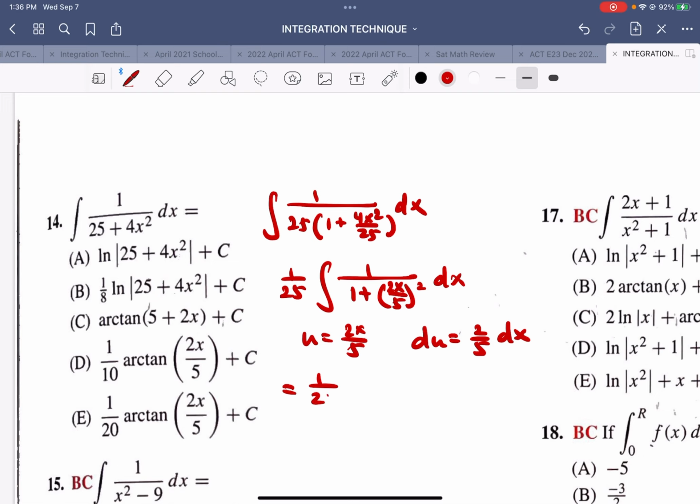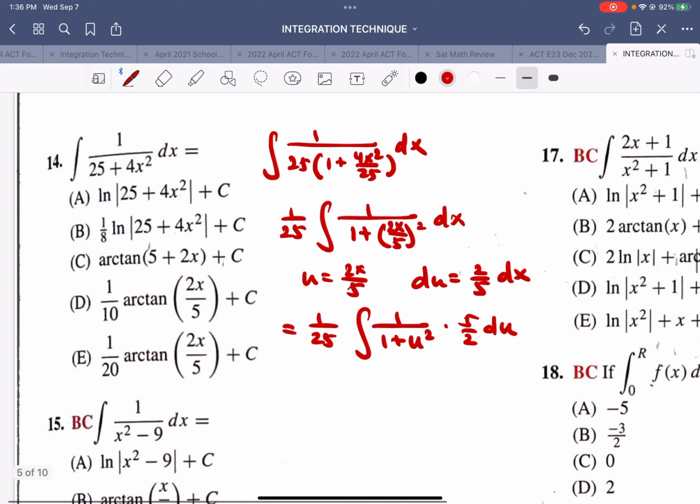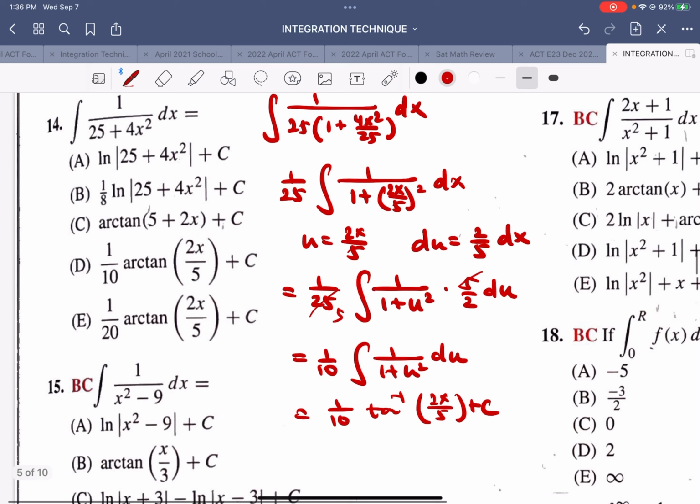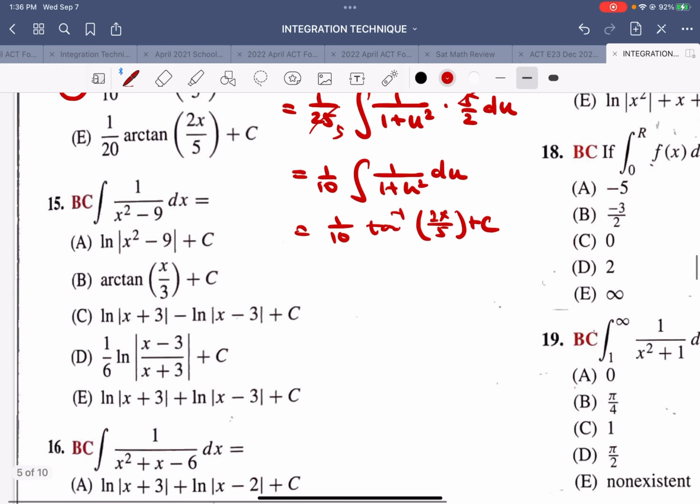Then it will be 1 over 25 integral of 1 over 1 plus u squared. Instead of dx, you put 5 over 2 du. Now this one cancels. So 1 over 10 integral of 1 over 1 plus u squared du. So that's the inverse tangent: 1 over 10 inverse tangent of u, but u was 2x over 5, plus c. So 1 over 10 arctangent, so D will be your answer. Now let's move here.